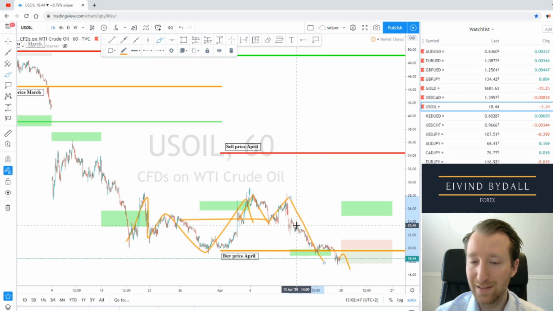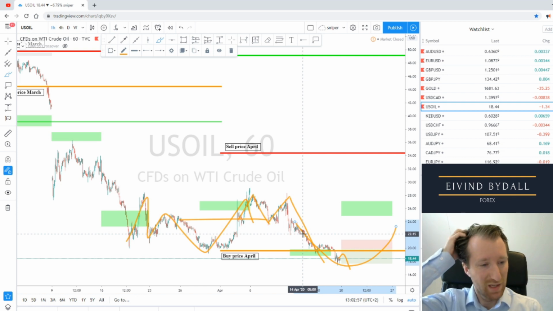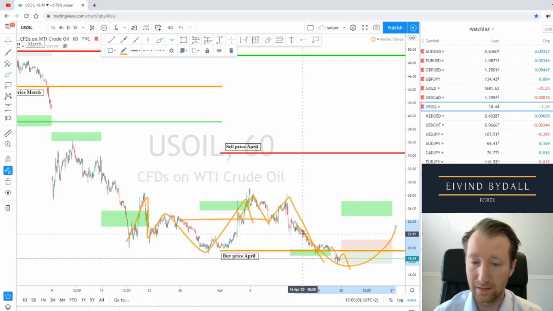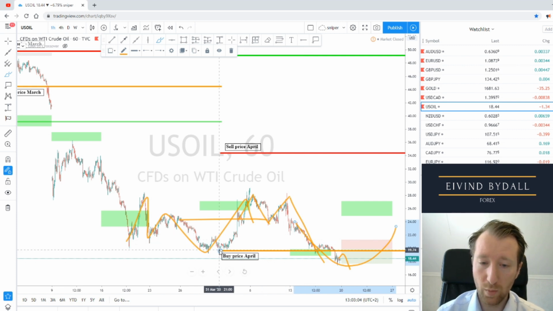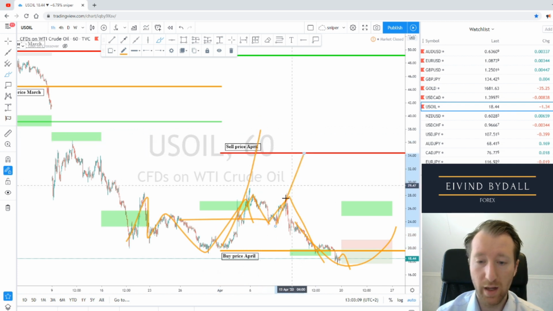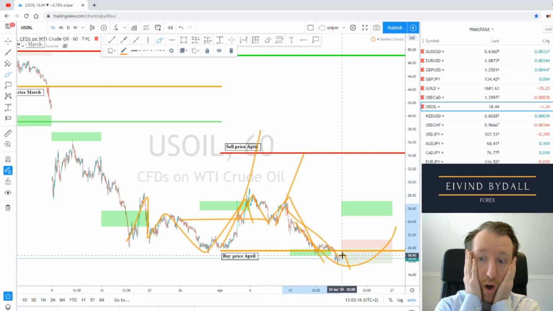That means this move here needs to spend longer time, but it can shoot up like a rocket. But for that to happen, looks less and less likely. We were supposed to go high here. Didn't happen. We were supposed to go high here. Didn't happen. And now we're turning lower. Below 20. We haven't been below 20 since 2001.